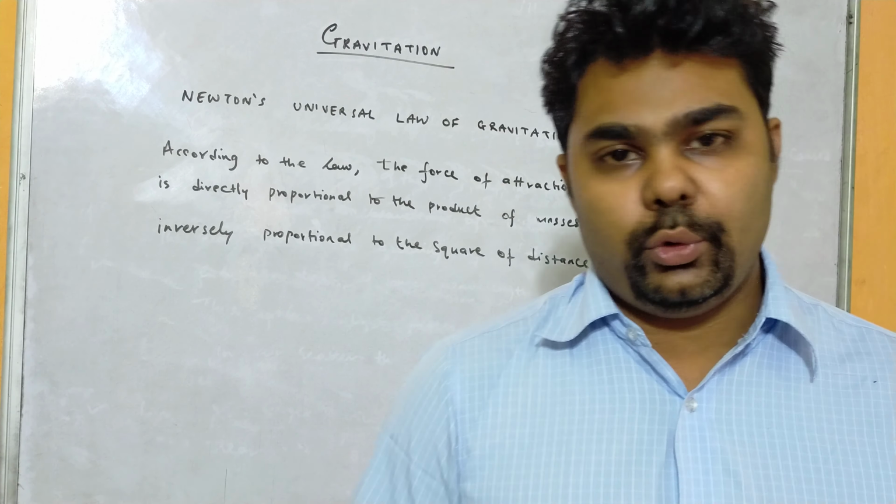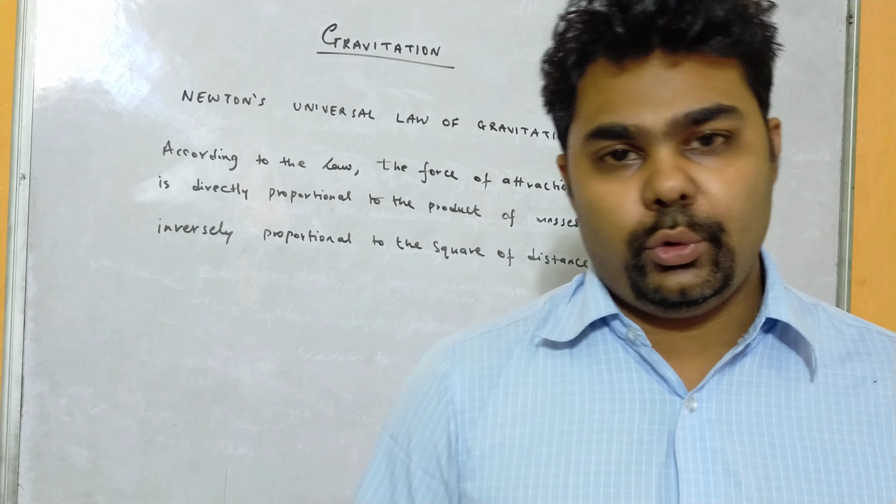So first, what is the universal law of gravitation? According to this law, the force of attraction between two bodies is directly proportional to the product of two masses and inversely proportional to the square of the distance between them. Let us consider two bodies, M1 and M2, separated by a distance R.